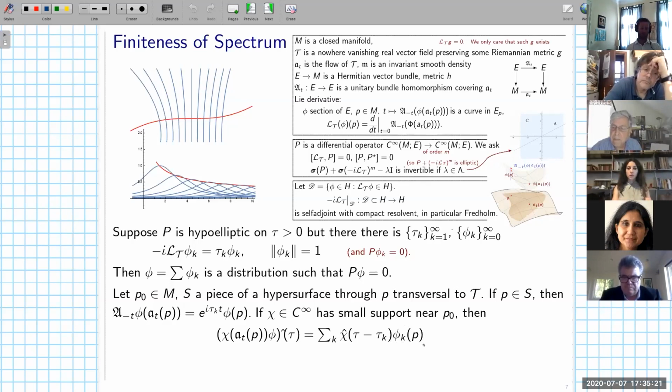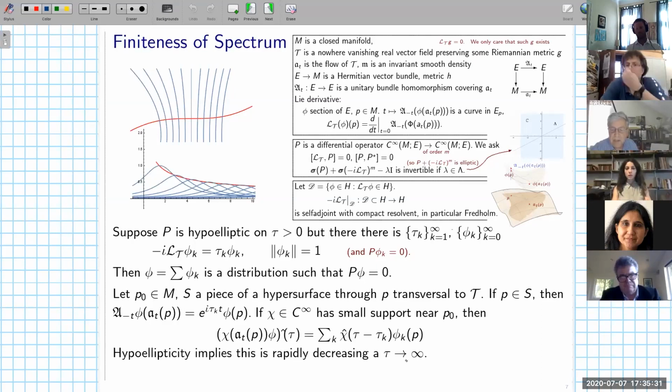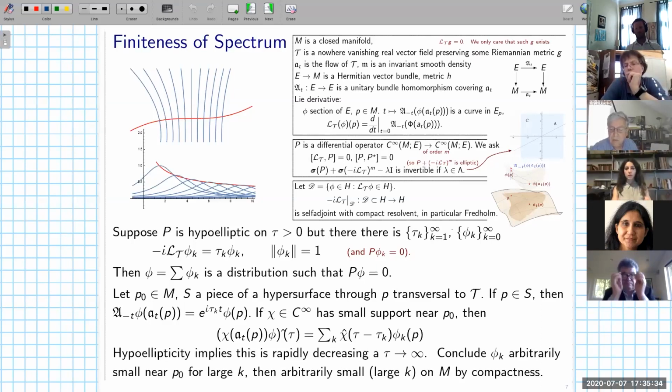to be small. And now you repeat, so you do this in a neighborhood of P, and then you cover the compact manifold. Hypoellipticity implies that this is rapidly decreasing, and then you conclude that P sub k is arbitrarily small near P0 for large k, and then arbitrarily small for large k on M using compactness. And then if it is small, then the norms cannot be equal to 1. So it is not possible to have hypoellipticity and at the same time infinitely many positive eigenvalues.